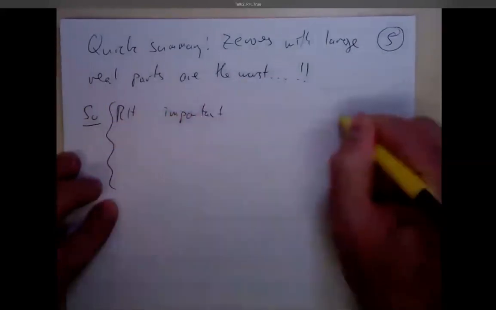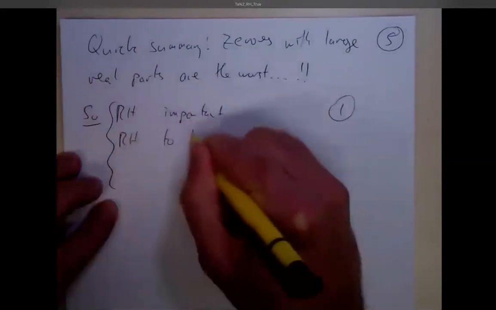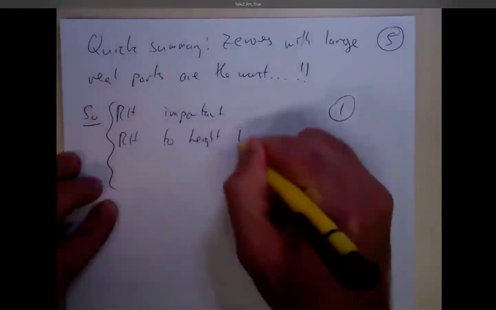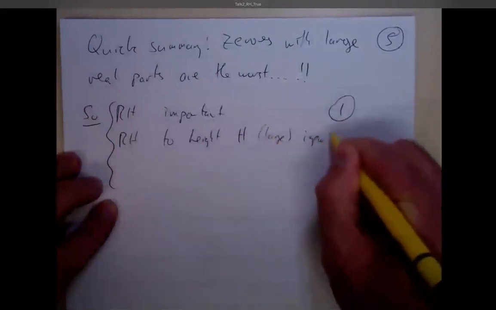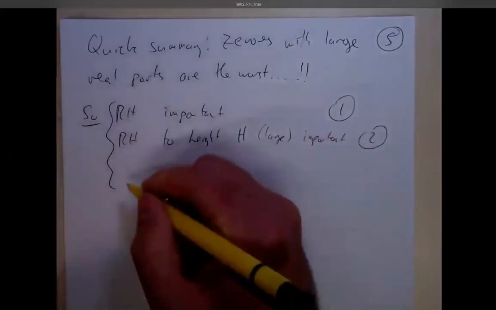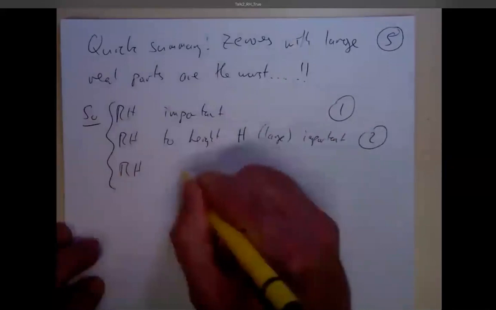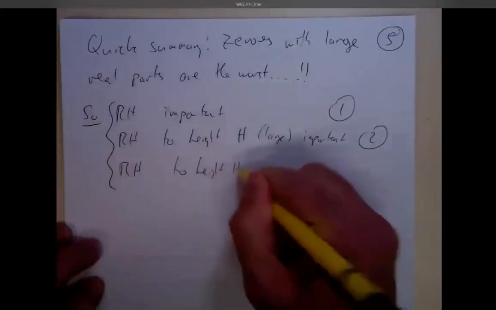We want to make as many zeros as we can lie on the line sigma equals 1/2. So I'm trying now to give you 3 reasons. I suppose they're reasons. Well, point 1 I've written is the Riemann hypothesis is important. I hope that I've made that somewhat clear, but again, we've plenty of time for questions later if people want to ask. At point 2, the Riemann hypothesis to height h, where h is large, is important.